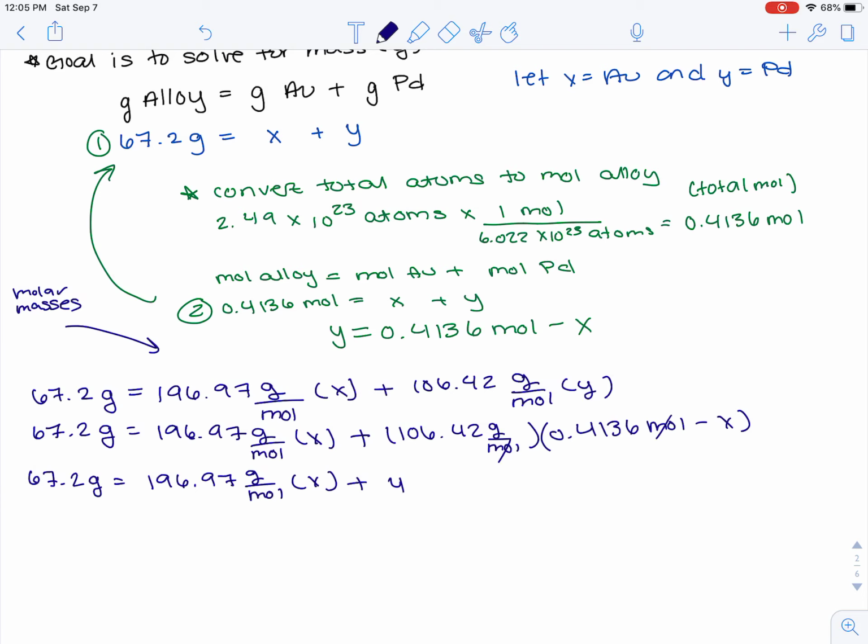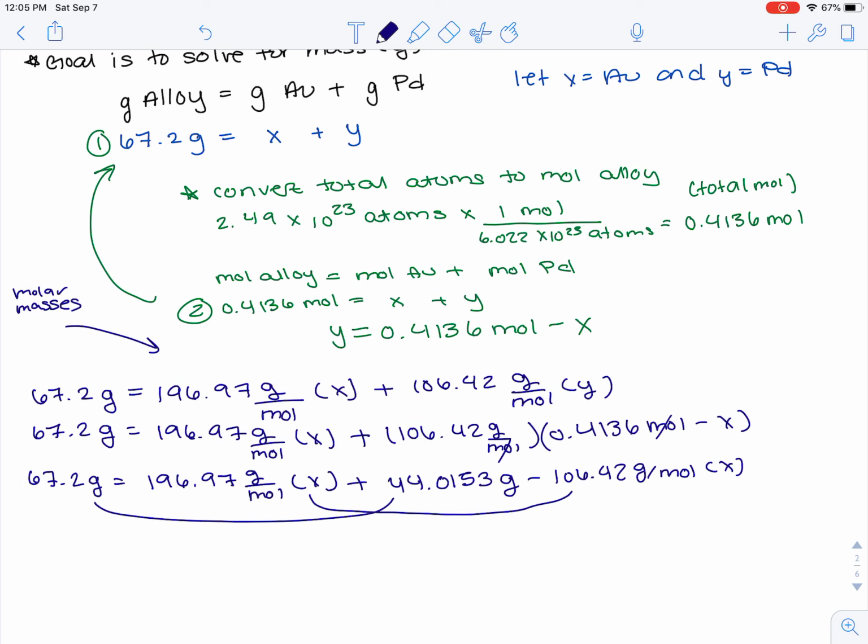The moles here cancel and you'll be left with grams. 44.0153 grams minus 106.42 grams per mole times X. And now you have numbers with no variable and numbers with a variable, so you just clump together your X's and the numbers with no X's, which gives you 23.1846 grams equal to 90.55 grams per mole times X.